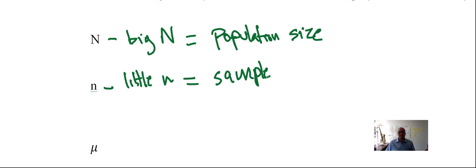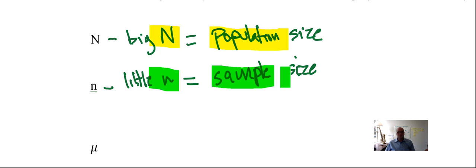Or a sample size. We haven't really talked a whole lot yet about population versus sample, but population just means all the possible values that are out there, every single thing that could ever be collected on this one thing that we're thinking about. Whereas a sample is just some small subset of it. So if we're dealing with populations, we're looking at this big N, and if we're concerned about samples, then we're looking at little n. So that's all that means.